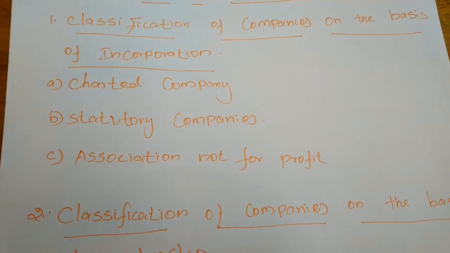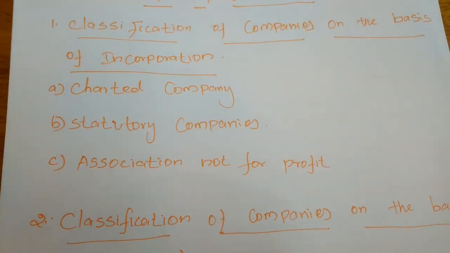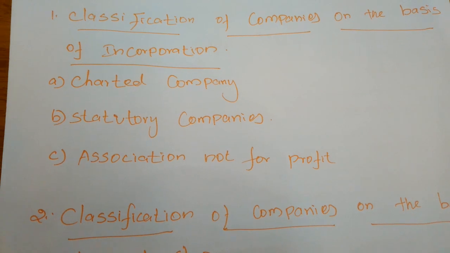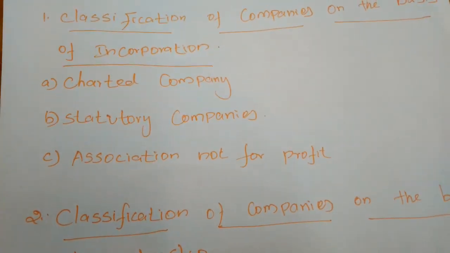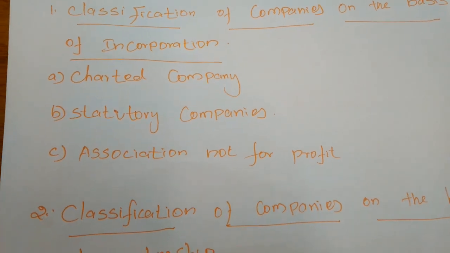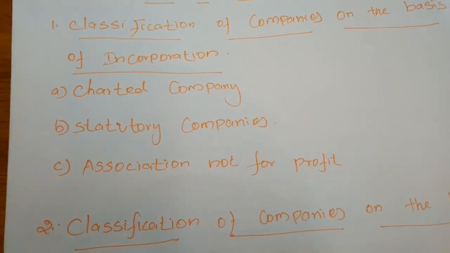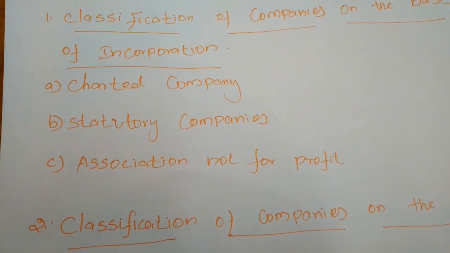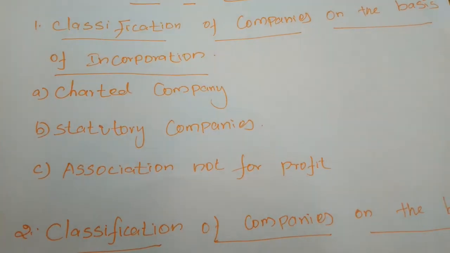First one is chartered company. The chartered companies are established by the king or queen of a country, and all the powers and privileges of chartered companies are specified in the charter. Charter means it's a document related to the company. So the power to grant the charter is vested with the king and the queen. For example, East India Company and Hudson Bay Company. And not only that, such companies cannot be started in India because India is a democratic nation.